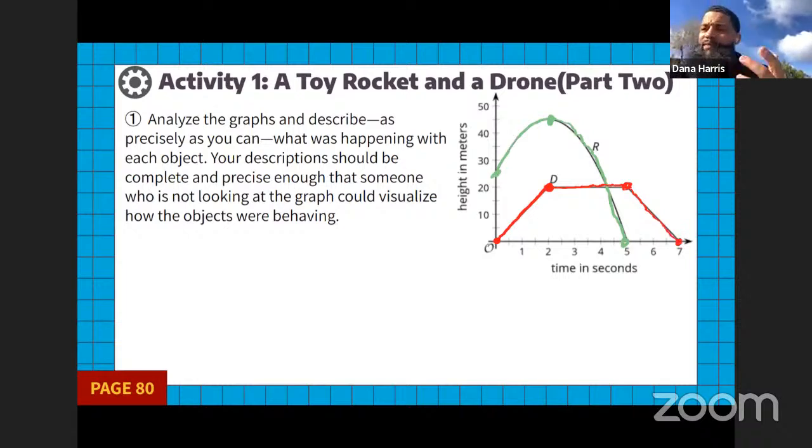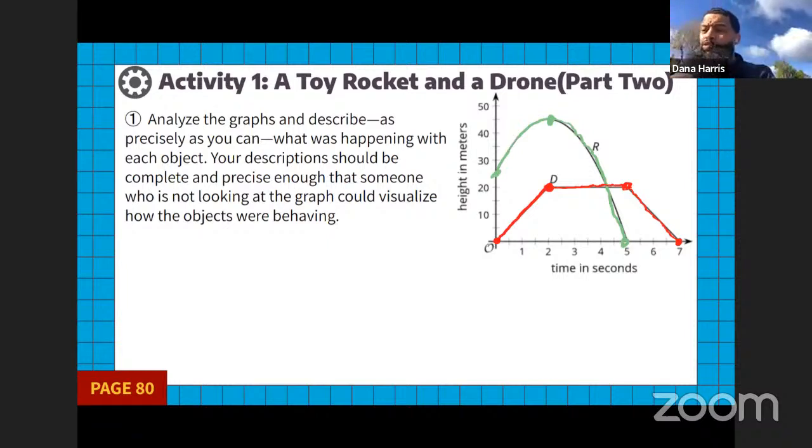Okay. So once again, this drone started on the ground, and it took 2 seconds to reach a maximum height of 20 meters. It hovered above the ground at that same height of 20 meters for 3 seconds. And once it got to 5 seconds, now the drone is coming back down to the ground. It took another 2 seconds for this drone to come back to the ground.